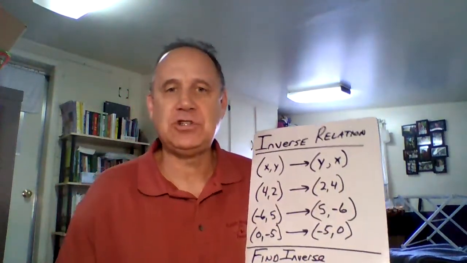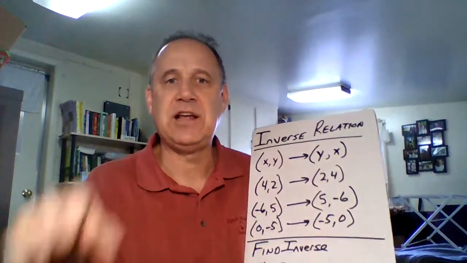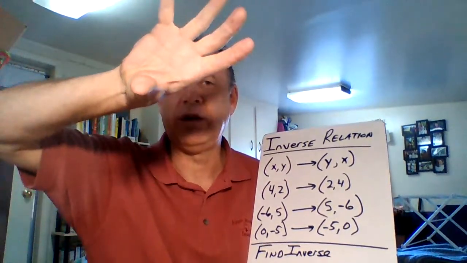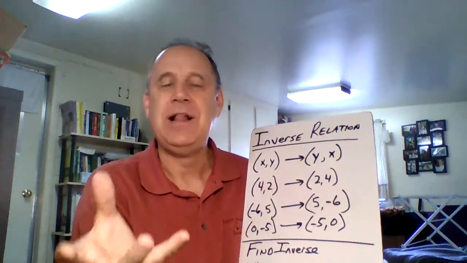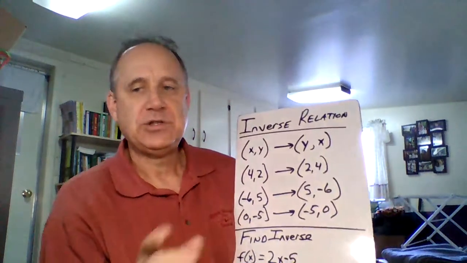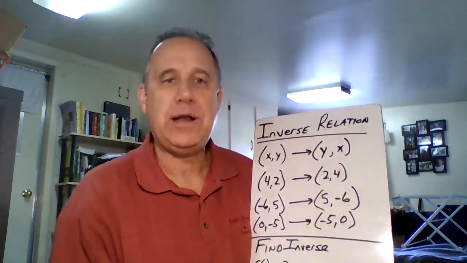Okay, inverse relations. When you think of inverse, think of all we're doing is we're going to invert it. We're going to turn it upside down. So we're just going to change it in terms of turning it upside down. And we're going to do that with an ordered pair. So take a look at what we got in example 1 here.